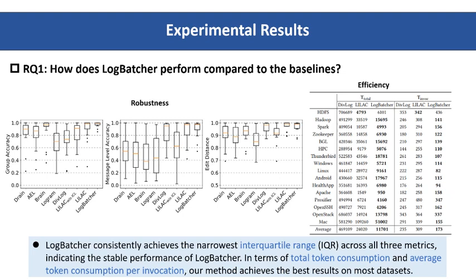In recent work, LM-based parsers have concentrated on selecting suitable demonstrations for the query, which has led to demonstrations being significantly longer than the query itself. Conversely, our approach improves the efficiency of using large language models by adding more diverse logs to the query through batch prompting. In terms of total token consumption and average token consumption per invocation, our method achieves the best results on most datasets, showing that LogBatcher is more efficient than other LM-based parsers.